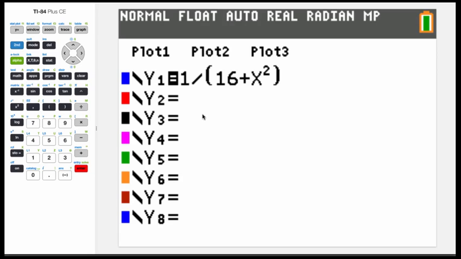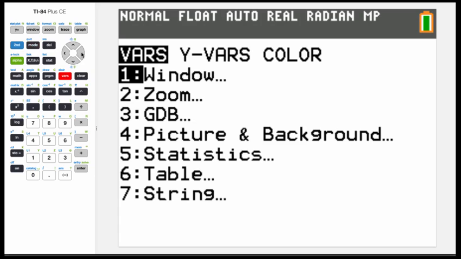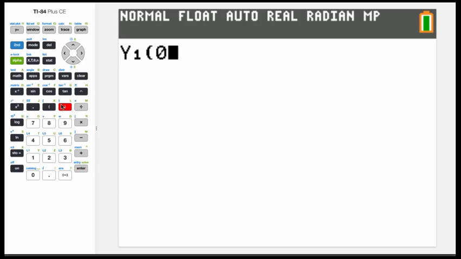You'll need to have under y equals the function itself, 1 divided by the quantity 16 plus x squared. Please don't forget your parentheses around the denominator. And then you can go to your quit screen and we'll go ahead and type out that which we had in the square brackets. Remember that we're using our built-in function notation. So if you hit vars, go across the top to y vars, into function, it's under y1 that we have our equation. So we'll bring that up, and our first one we need is y1 of 0. Remember, that's telling the calculator that it needs to calculate the function value you have under y1 at 0.